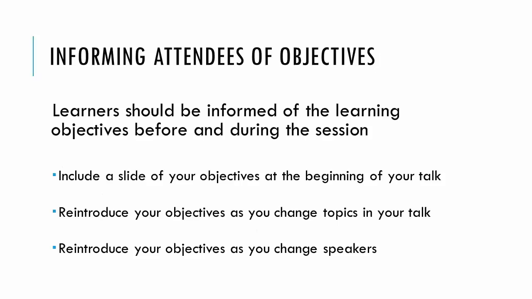How do you inform your attendees of the objectives? Well, this is quite easy. You should be informing learners of the objectives before the session as well as during the session. So, for example, you can include an introductory slide with your objectives listed at the beginning of your talk. You can then reintroduce your objectives as you change topics in your talk, and you can also reintroduce your objectives as you switch speakers.